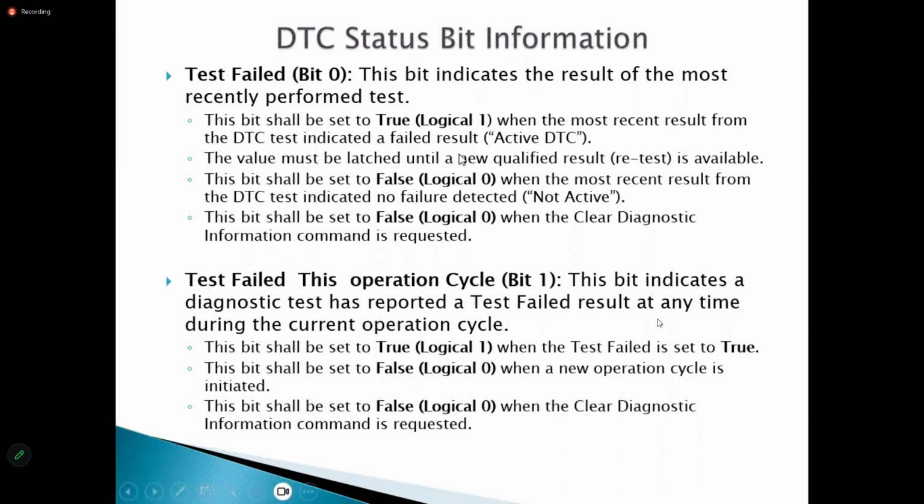The value must be latched until a new qualified test. So if this is set to true, it will remain true till the next test is run. If the next time the test is run it is passed, then this will be set back to false, or else it will remain true. Understood?